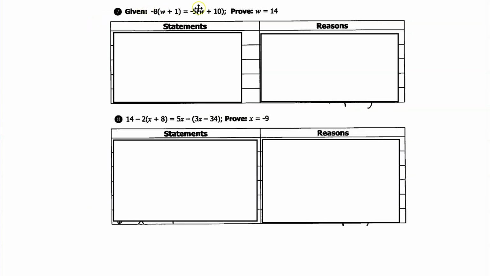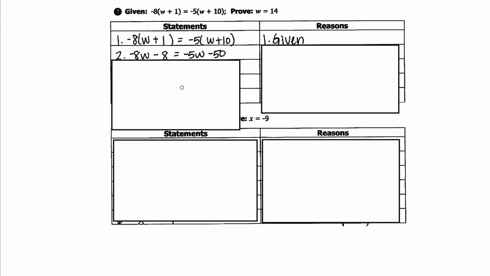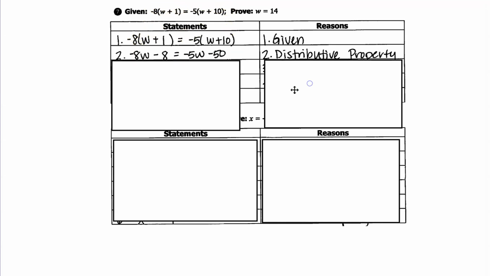Number 7, we're going to write down our given statement. Notice we have parentheses. To clear those parentheses, we are going to distribute. We went ahead and distributed, right? Negative 8w minus 8 equals negative 5w minus 50.